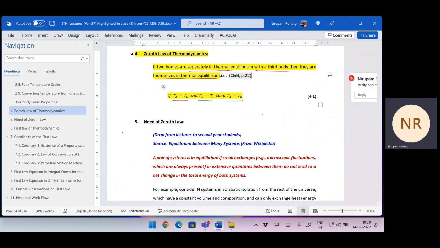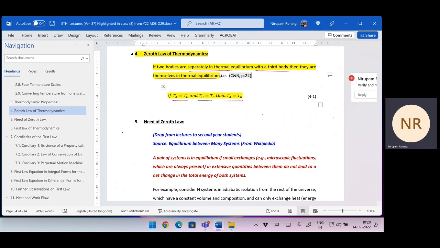Now if you go by mathematics, it looks very simple. A is equal to C, B is equal to C, then A is equal to B. Right. But then why is there a need of this law? Why do we need this law?